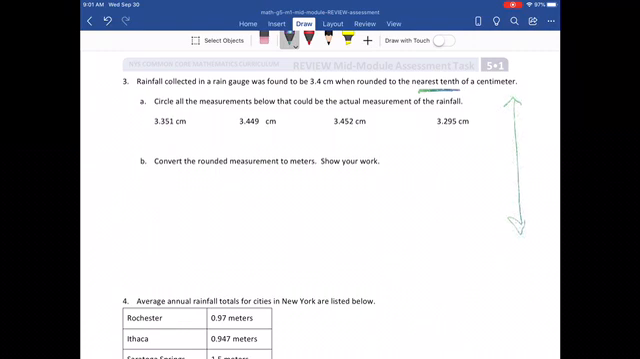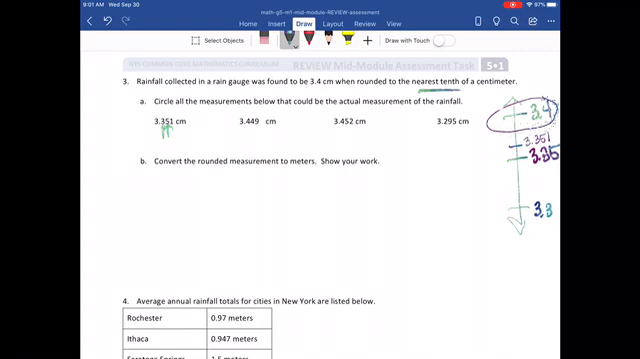So I'm going to put a number line here on the side. And so for the first one, we have 3.351. So notice I'm rounding to the nearest tenth. My tenth here is 0.3, so I have 3.3 and 3.4. In between 3.3 and 3.4 is 3.35. Notice here I have 3.351, so that's slightly above 3.35. So that means I round up to 3.4. So this first one does round up, so I circle it.